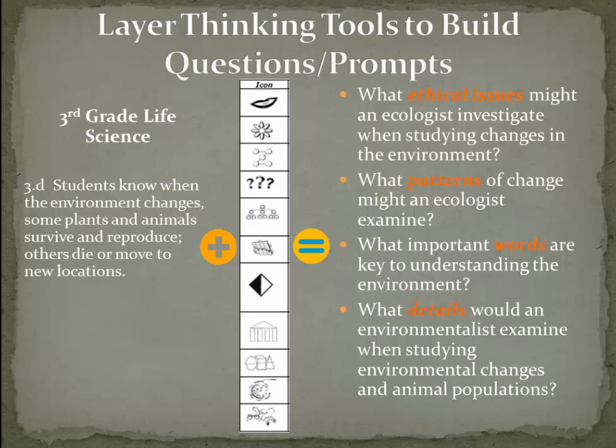The third step is to create 4 prompts or questions to go in each of the quadrants on the knowledge frame. To do this, you will take the science standard and add 1 or more thinking tools to create a question or prompt. For example, using the ethics thinking tool, you could ask the question, what ethical issues might an ecologist investigate when studying changes in the environment?